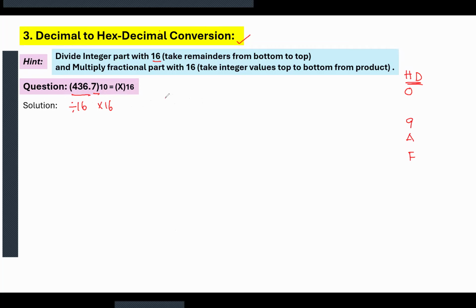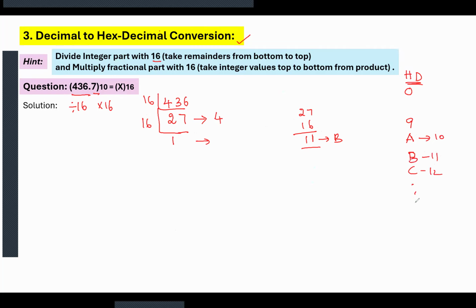Okay, now let us take the integer part 436 by 16. 16 2s are 32. Here it is 43 minus 32, which is 11. Okay, 116. 16 7s are 112. So it is 7. The remainder is 4. Okay, next here it is 16 1s are 16. The remainder is 27 minus 16, which is 11. 11 means its equivalent hexadecimal digit is B, because A is 10, B is 11, C 12, like this, F is 15. Okay, so this is B.